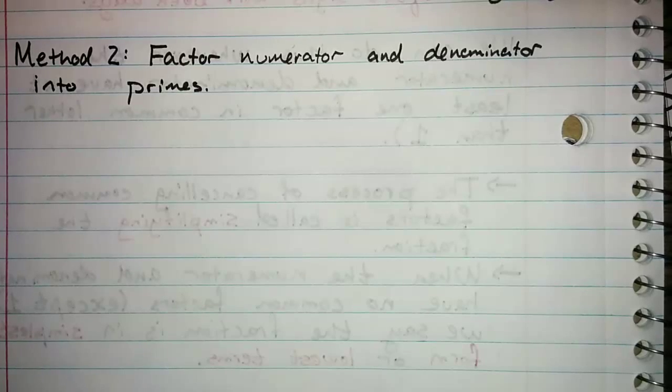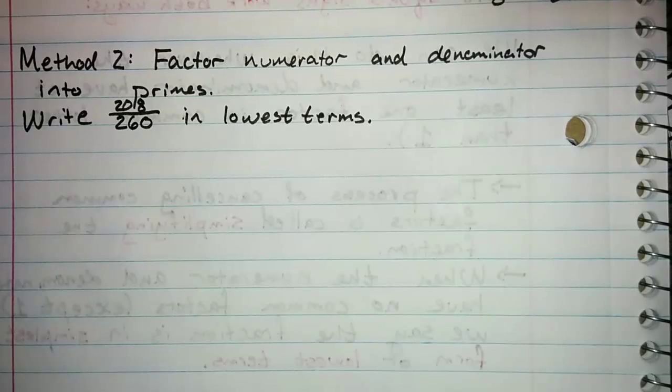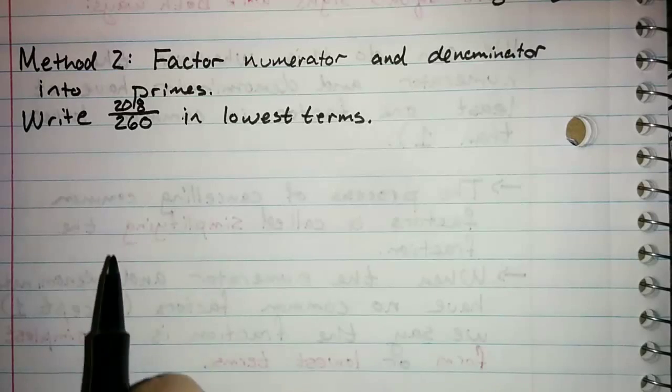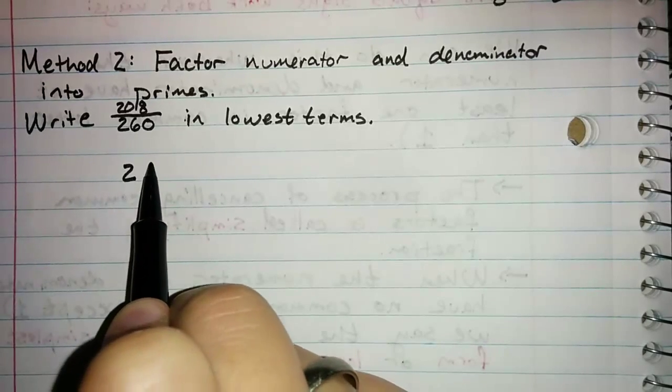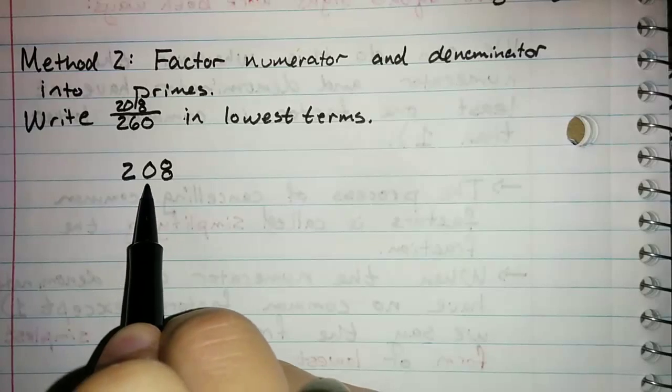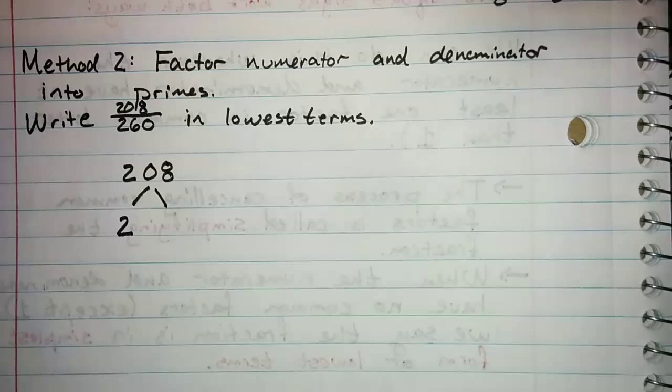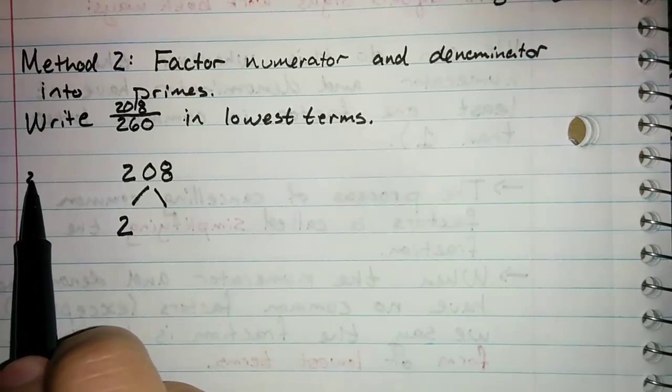This works best with big numbers. Let's suppose we wanted to write 208/260 in lowest terms. Those both look like they have an awful lot of factors. I could use the first method for this, but I think the prime factorization might be easier. Alright, so 208, let's see. Well, that's certainly an even number. That'll be 2 times, doing the division off to the side.